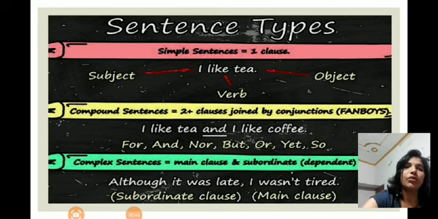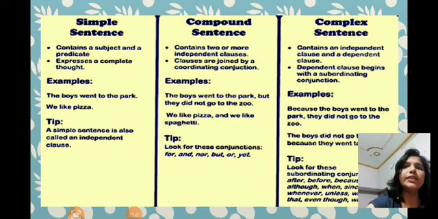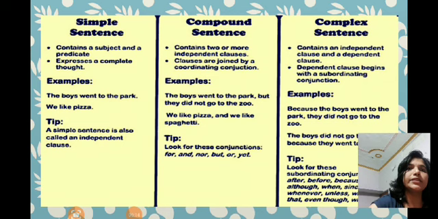Next, as you can see, this slide is elaborated with examples. A simple sentence contains a subject and a predicate and expresses a complete thought, which we studied in the previous slide. The same thing is expressed with the example, and a tip is also given. A simple sentence is also called an independent clause, a main clause. Likewise, in the example 'The boys went to the park and I like pizza,' there are two clauses. We have already studied this: two main clauses added by a FANBOYS conjunction.